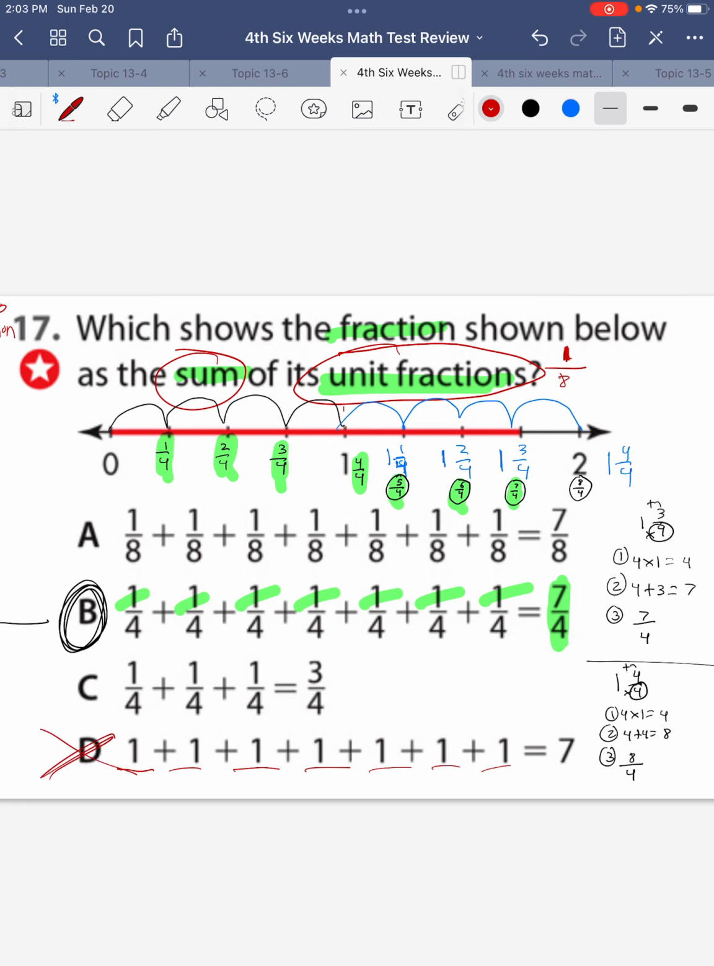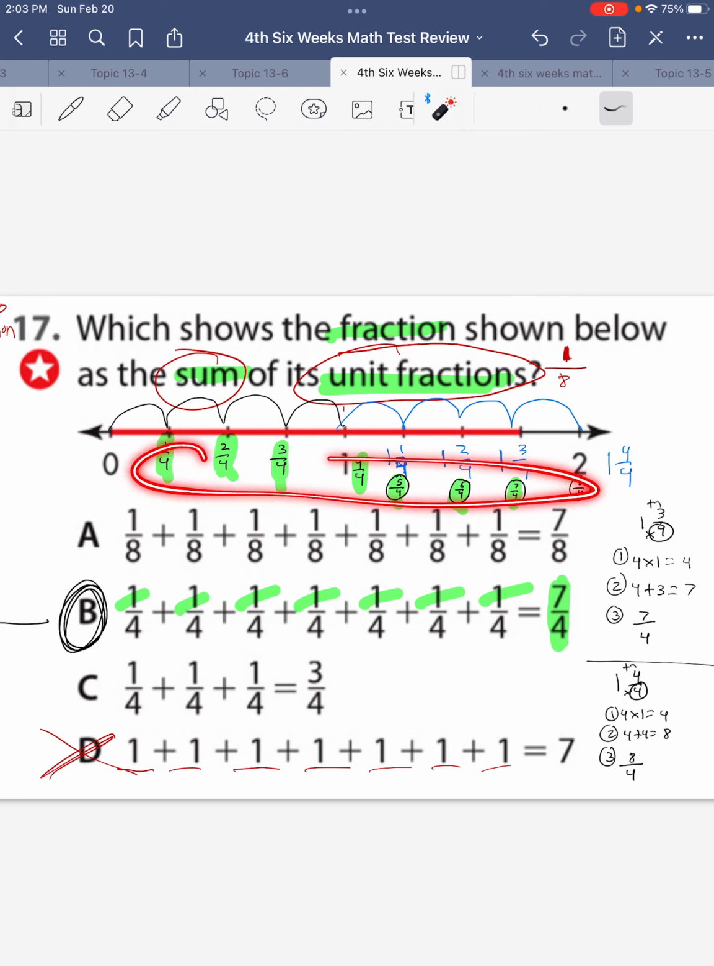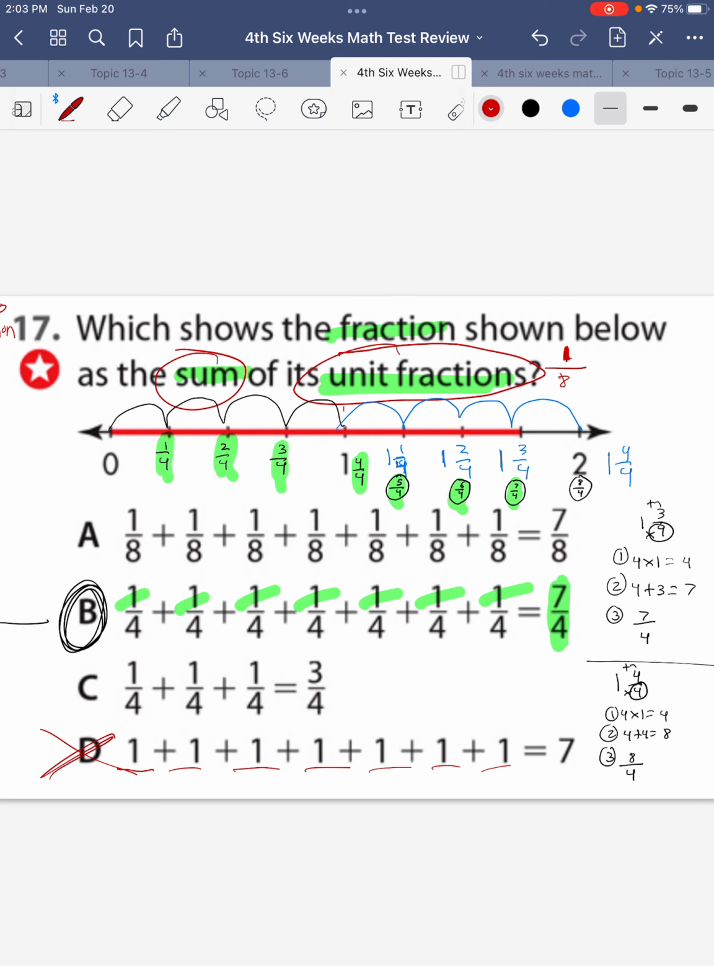My other silly one is A. These are all 4s. Okay, these are all 4s. I don't have 8s. Okay, I don't know where these 8s come from. So nope. And C, I'm looking for 7 over 4. I only have 3 over 4. Okay, so no. Answer is B.